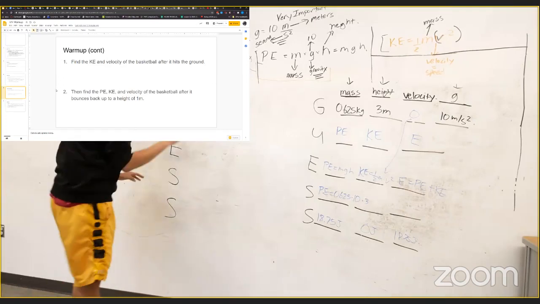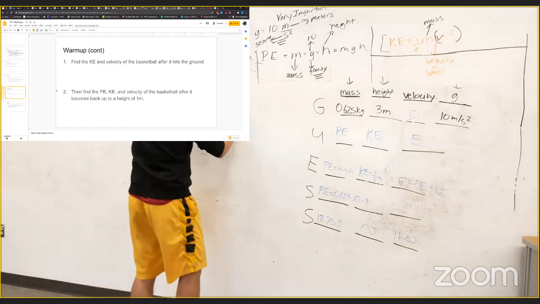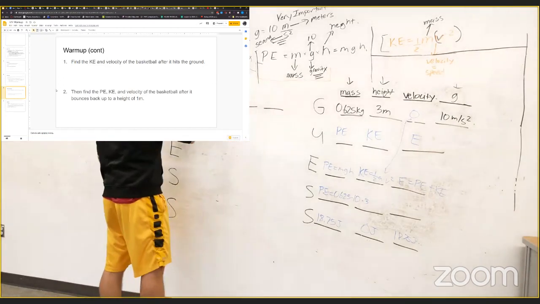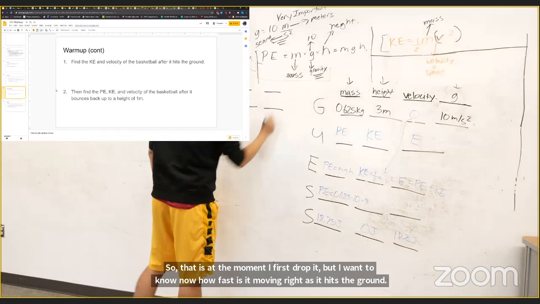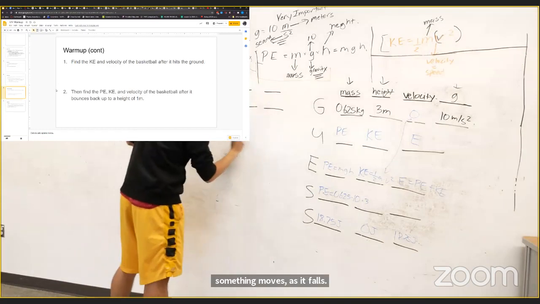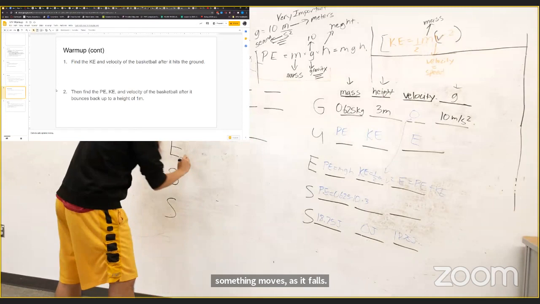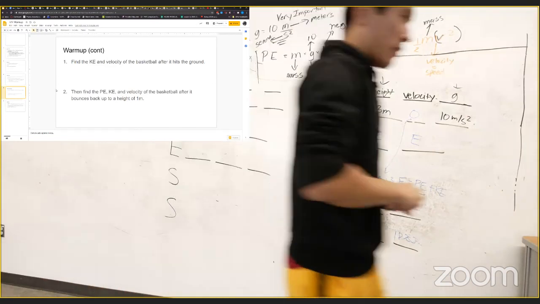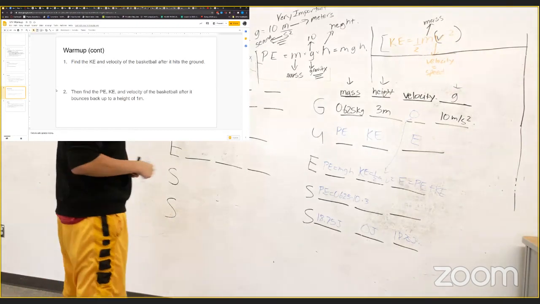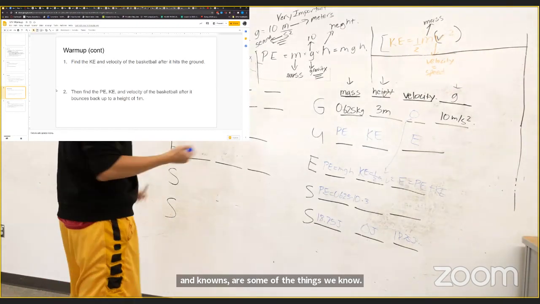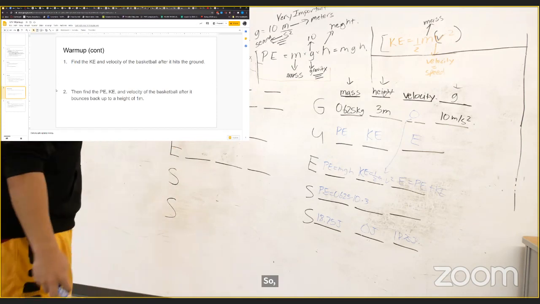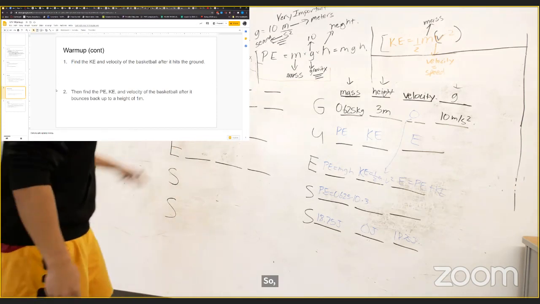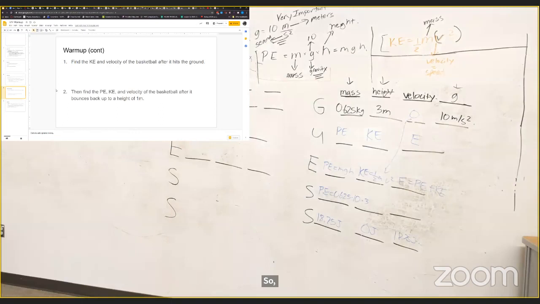Then we want to figure out, okay, what are our knowns? What are some of the things we know? What are some of our unknowns? What are some of our equations? So what I'm going to do now is give you a little hint on some of the things we know. So right as it hits the ground, I'm going to tell you right now that we already know our total energy. And then I'm going to say, okay, I want you to fill out the rest. So let's see if we can fill out that top row. What are the quantities we know, and how much of each do we know?